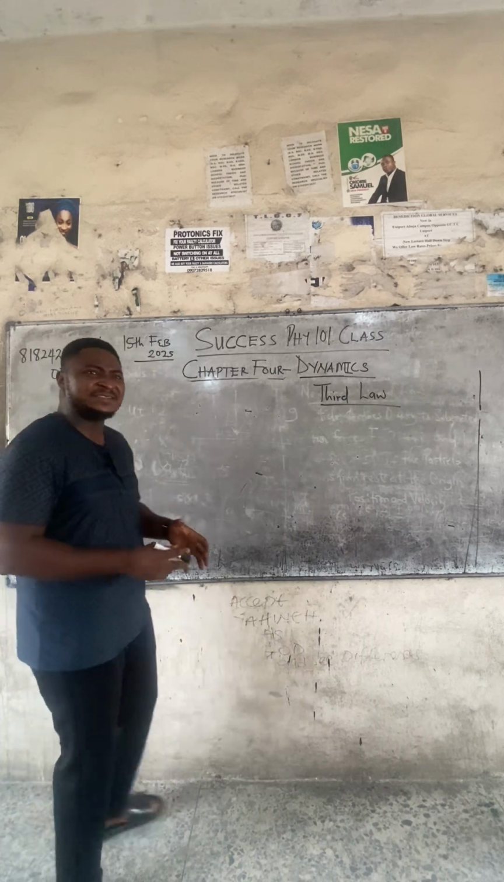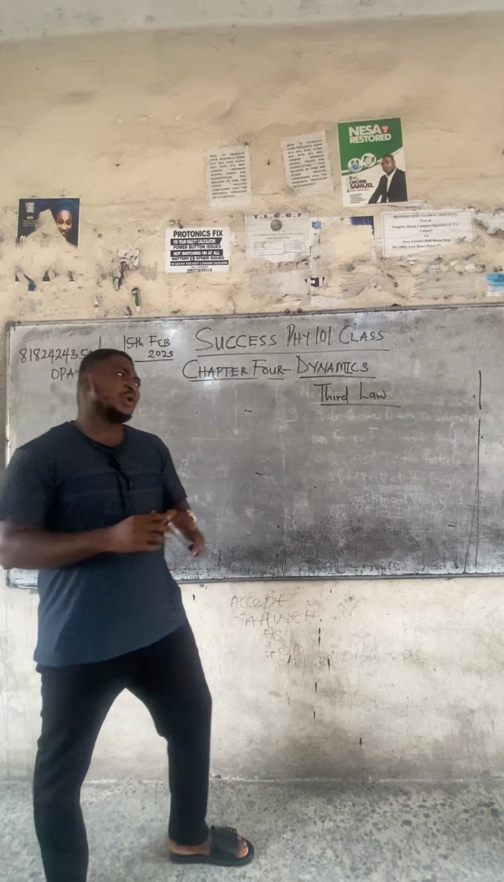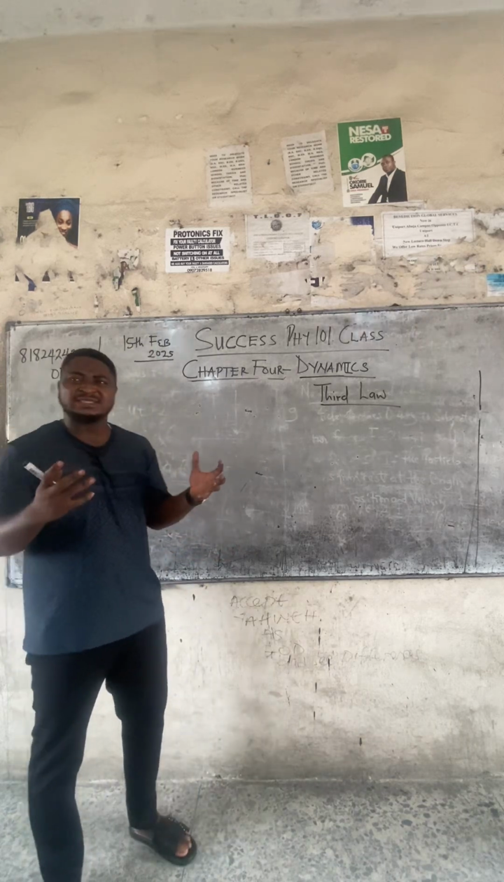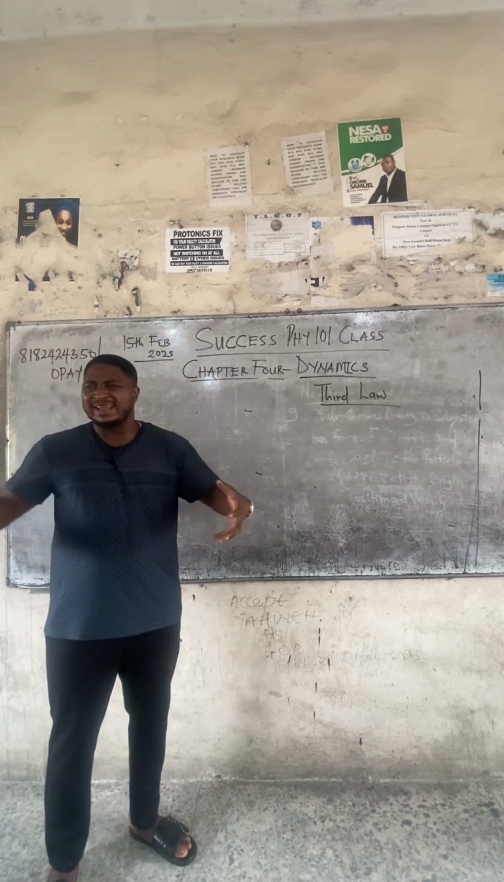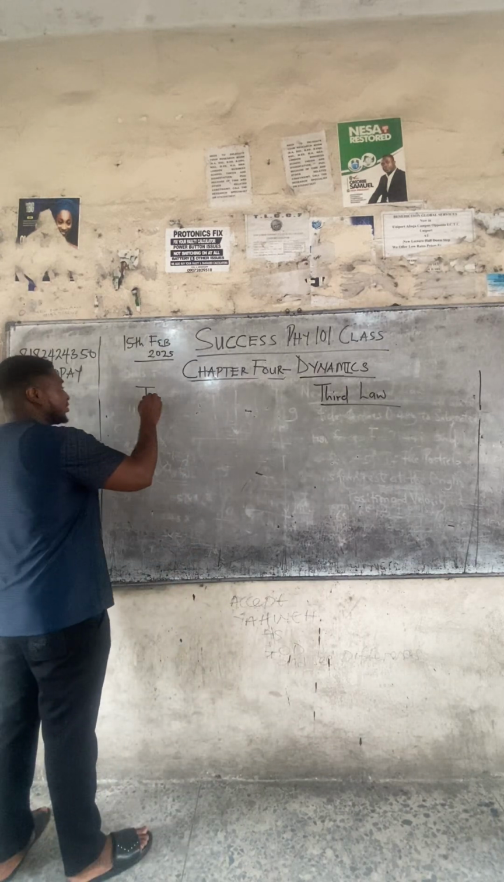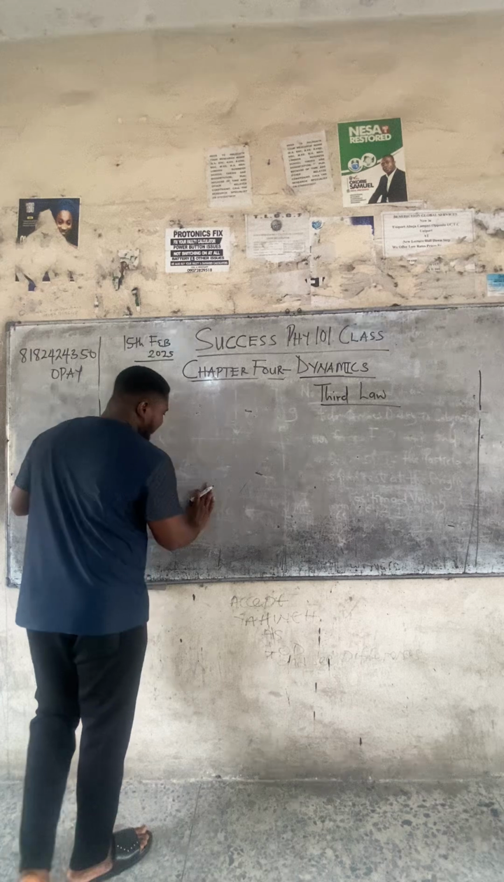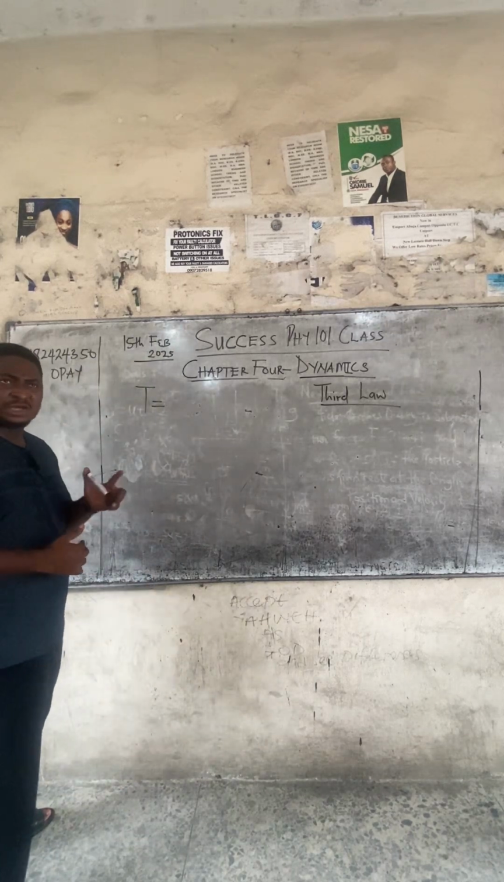Class, if you're in a lift system and the lift is coming down or going up, the experience is different. When you're going down, you often feel lighter than your normal weight, while when going up, you feel heavier than your usual weight. Class, we usually have to calculate the apparent weight or tension in the lift system when the lift is going up and when it's coming down.